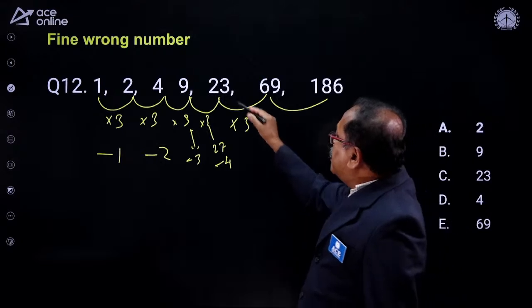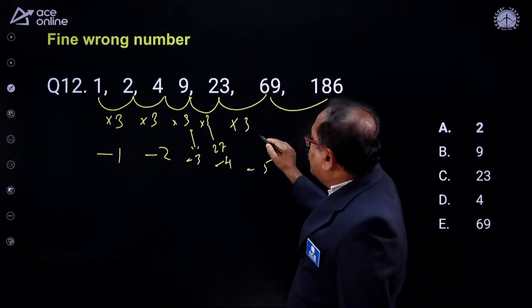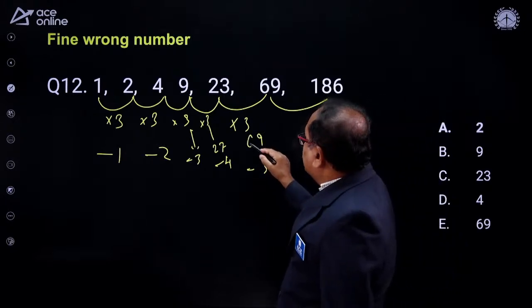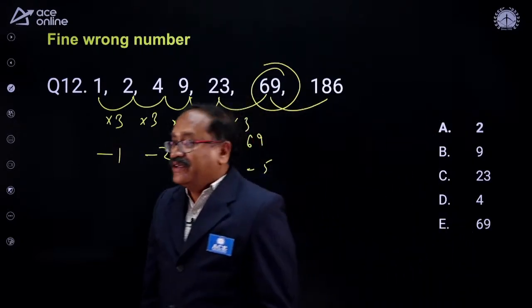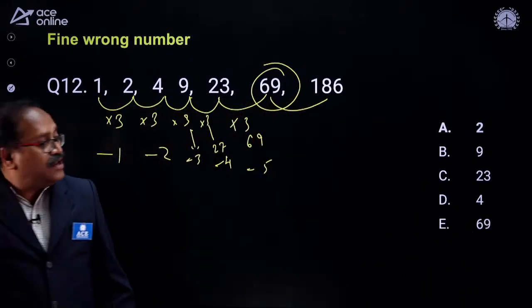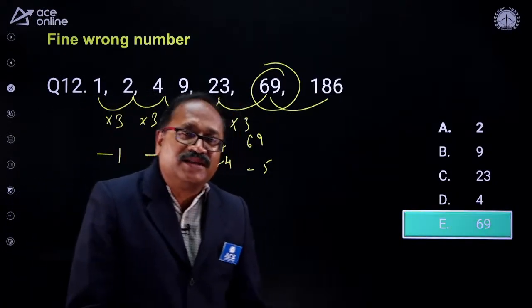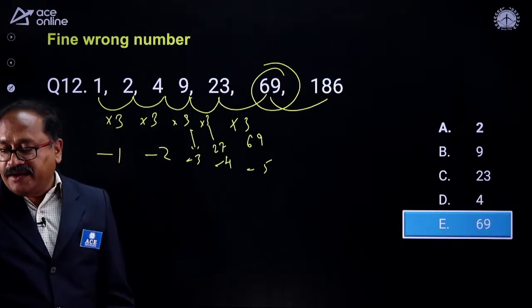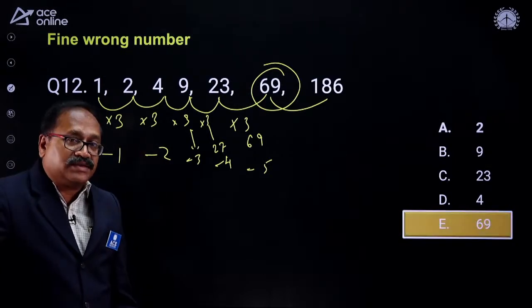Now here into 3, minus 5, so what is into 3? So 3 into 3 is 9 and 3 into 2 is 6 and minus 5 is not there, so it's the wrong number. किसने आंसर किया? Let me see that. Yes, option E, Appal Naidu, you are right. You are right, sir.